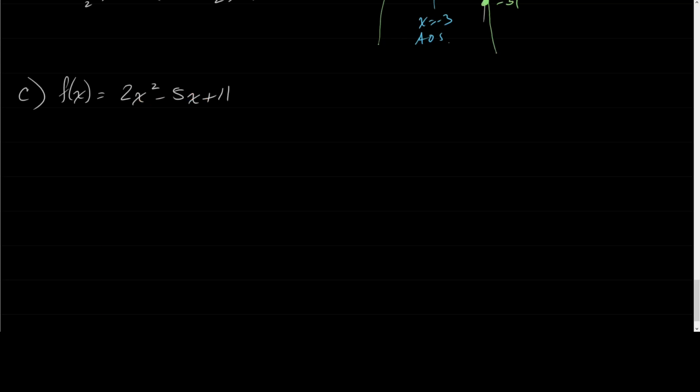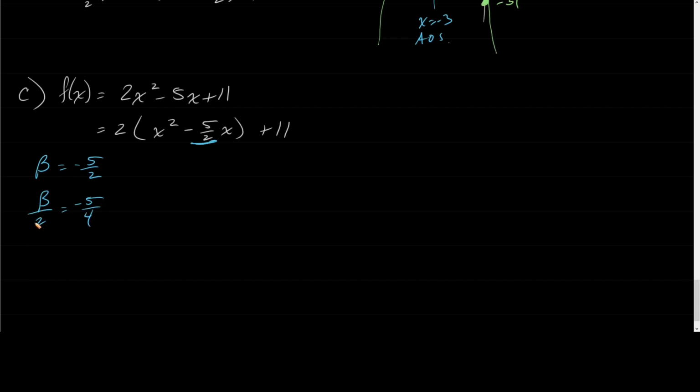So how do we do that? We are going to factor out the 2 out of the first 2 terms. So we have x squared minus 5 halves x, and then that plus 11. And now to complete the square here, I'm going to take this value right here and use it as our dummy variable beta. So let's let beta be -5 halves. Then beta over 2 would be -5 quarters, right? Because we're dividing by 2.